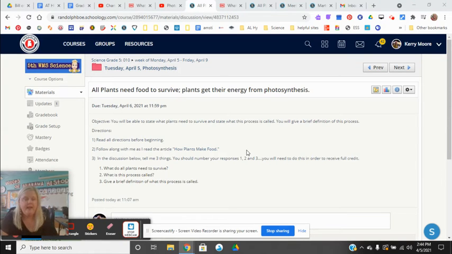Hey, fifth grade. Today we're looking at how all plants need food to survive. Plants get their energy from photosynthesis. Objective: you'll be able to state what plants need to survive, state what this process is called, and give a brief definition of this process. Read all directions before beginning.